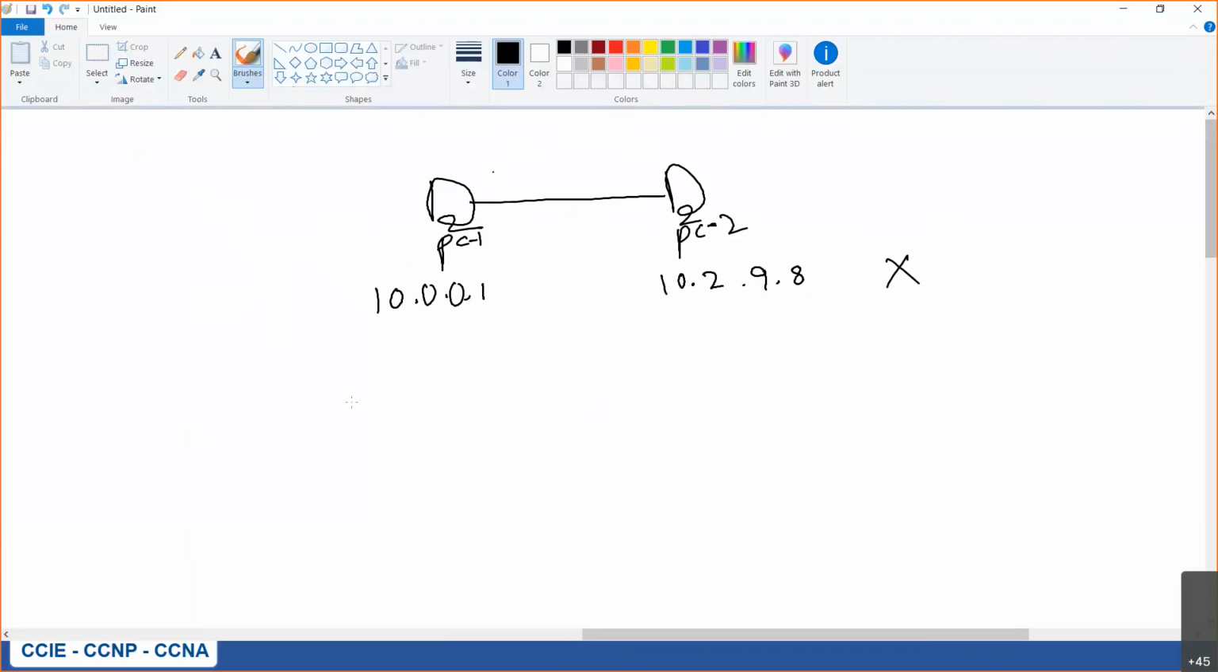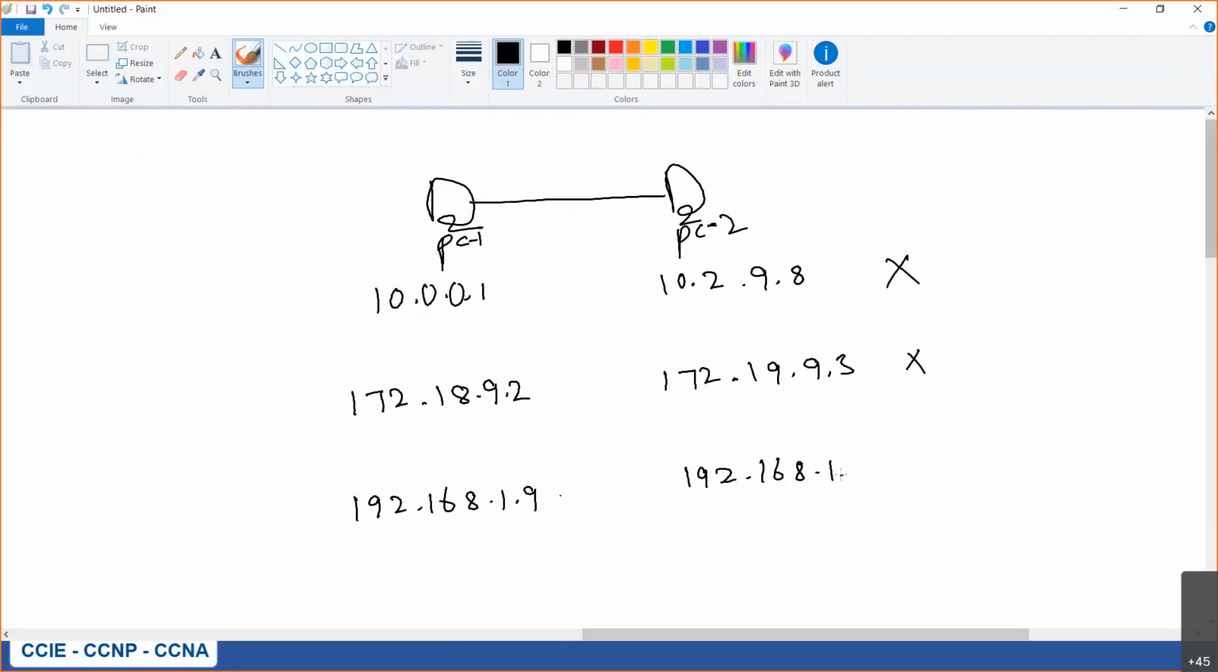Second case, 172.18.9.2 for computer 2, and 172.19.9.3. Will they communicate? No. Okay. The third case, 192.168.1.9 and the neighbor PC 192.168.1.8. Will they communicate? Yes.